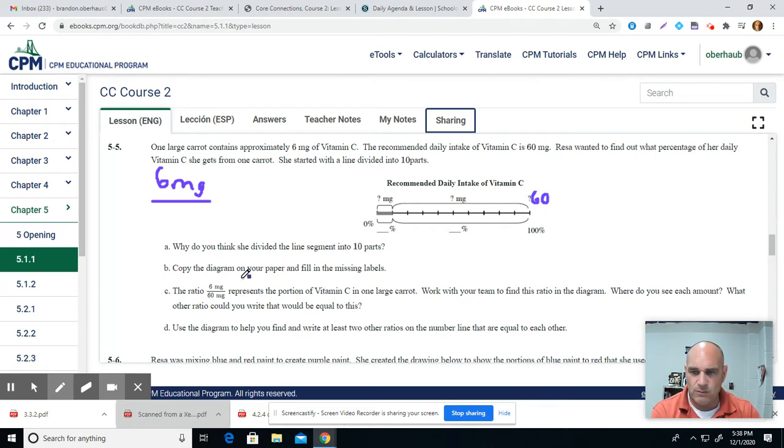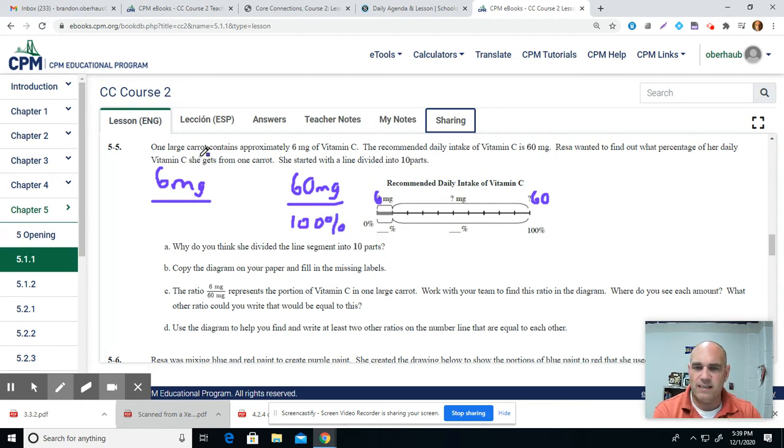All right. So let's see what we got going on. Why do you think she divided the line segment into 10 parts? Oh, we got some more stuff to add. So I know that this is the carrot, and that carrot has 6 milligrams. And remember, all day long, she's supposed to have 60. And so we got to find out what percent this is. So here's kind of what I'm going to do. I'm going to set this up as a ratio. So I know that all day long, she should have 60 milligrams. And if she does, that is 100% of what she is supposed to have.